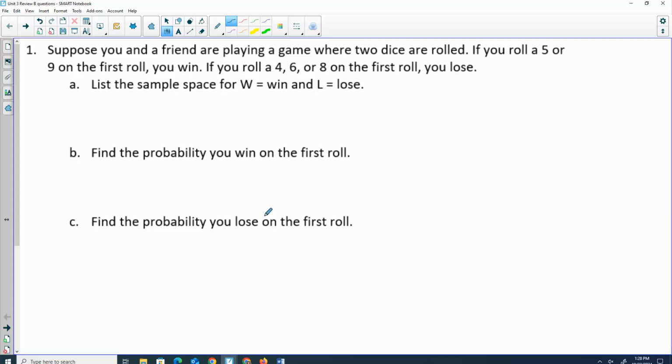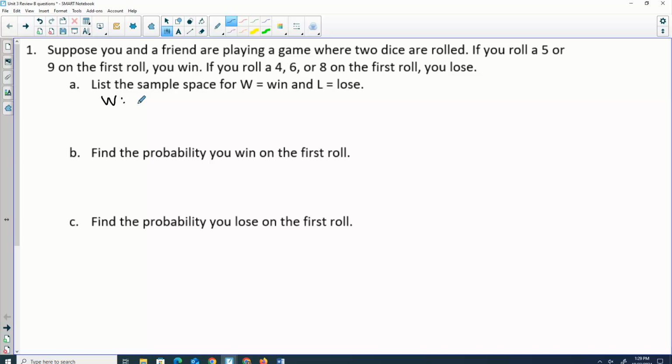I think way back in our chapter 5 notes, I did give you a diagram of all the possible outcomes if you roll 2 dice. You're welcome to pull that out if you have trouble visualizing those. On the test, if I were to ask you something about rolling 2 dice, I would probably give you a diagram showing all the outcomes so you can keep track. So we want the sample space for winning and losing. Sample space is just listing all the possible outcomes.